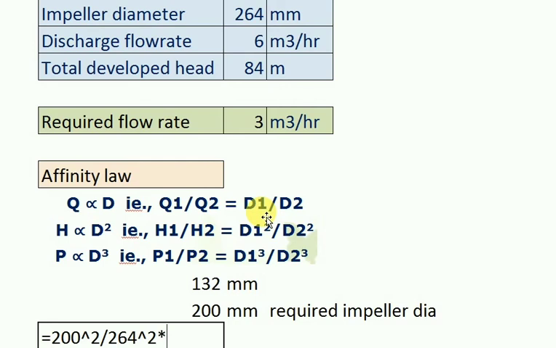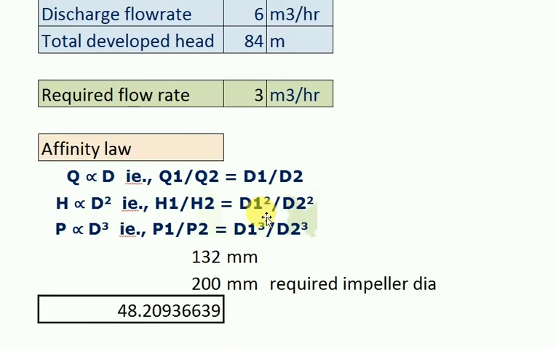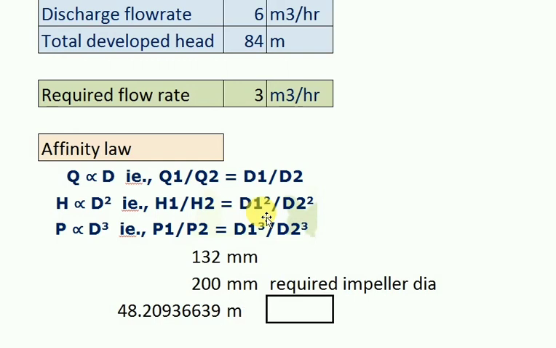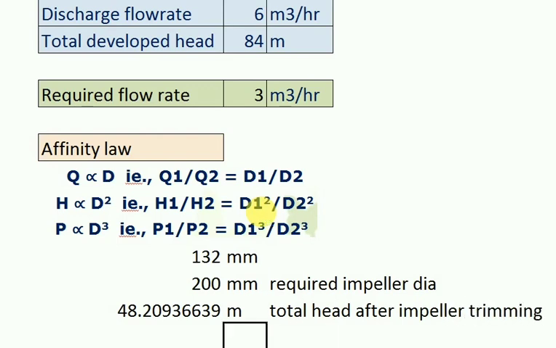H2 is the present 8.4 bar, like 84 meter directly. So it comes to 48 meter. For us, 4 bar is the required one. So we get this 48 meter as the total head after impeller trimming.